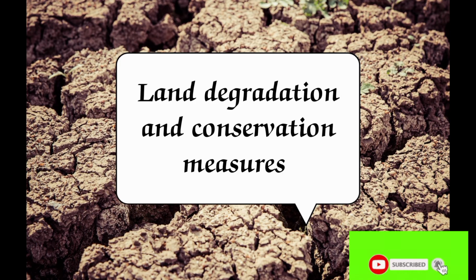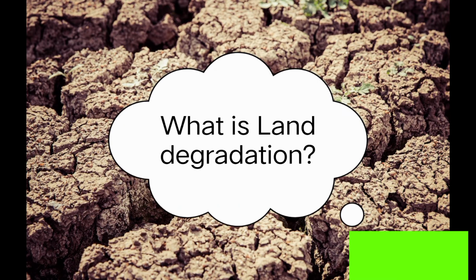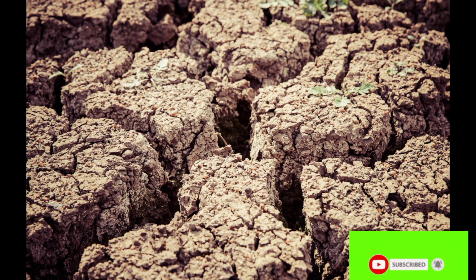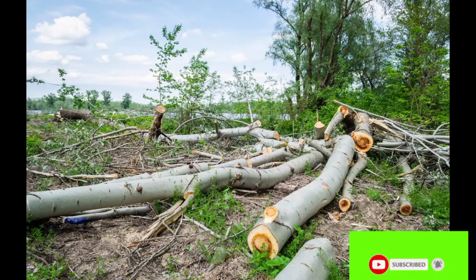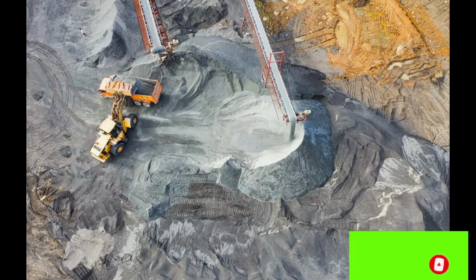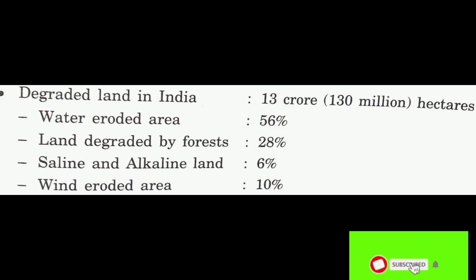Next, we can see the topic land degradation and conservation. What is land degradation? Yes, land degradation is a process where the value and productivity of land are reduced due to human activities. It can be defined as the reduction and loss of fertility of the land and the quality of its soil due to human activities like deforestation, overgrazing, mining, and quarrying, etc. At present, about 130 million hectares of land is degraded in India.